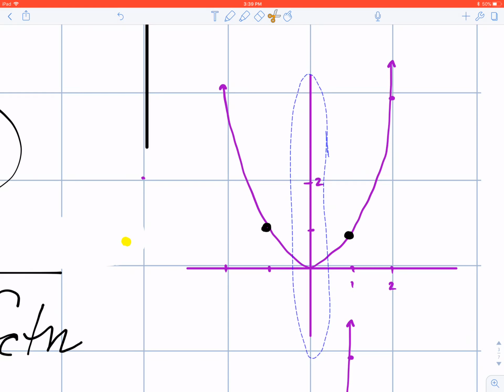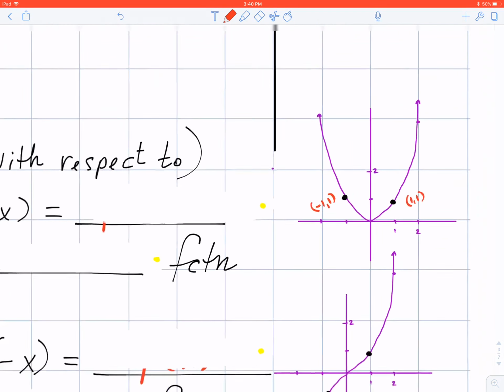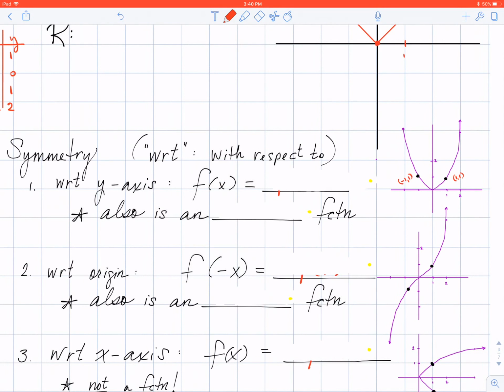I've also marked here 2 points that are mirror images of each other, and we would call this point here the coordinate 1, 1. And this one that's the mirror image is going to be the coordinate negative 1, 1. Now notice that the x values are opposites, but the y values are exactly the same. And that's going to lead us to what to fill in the blank here.